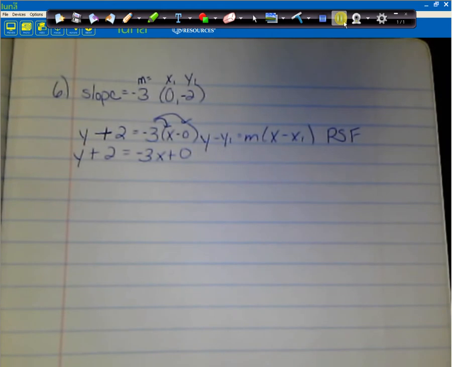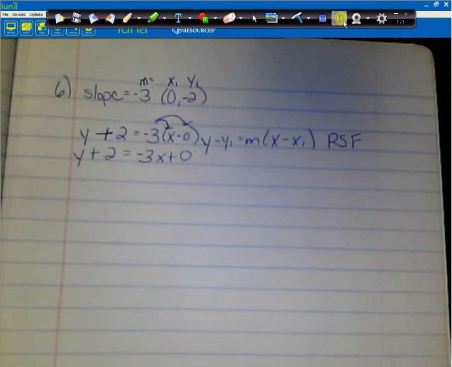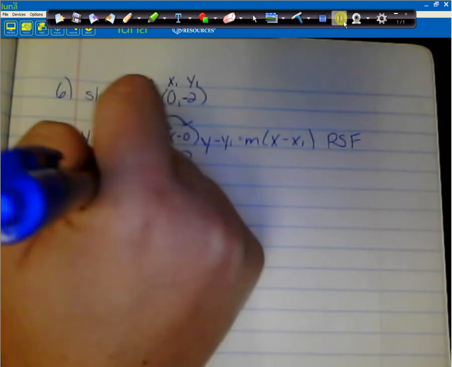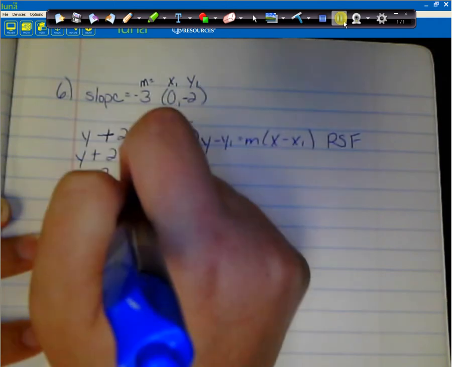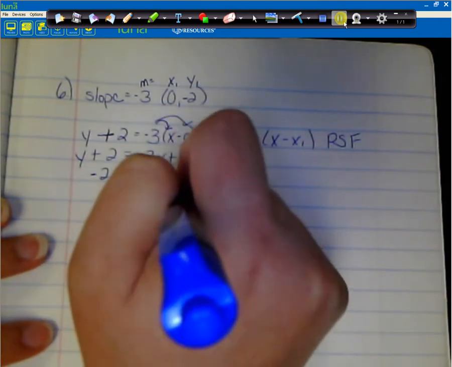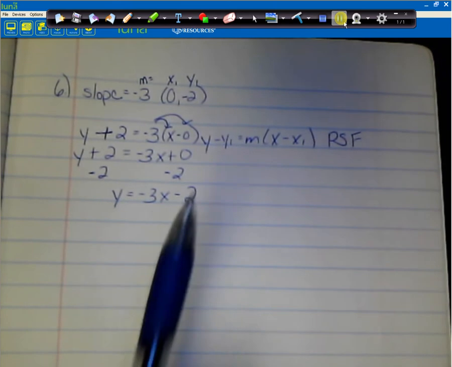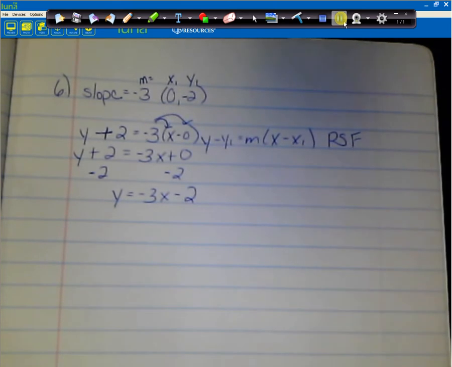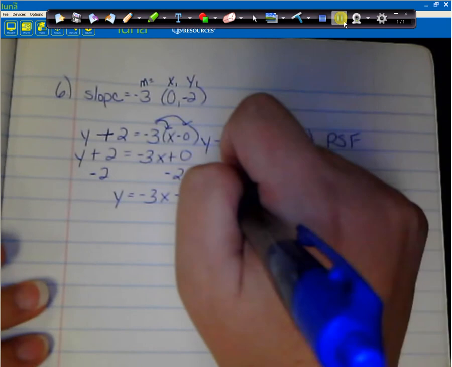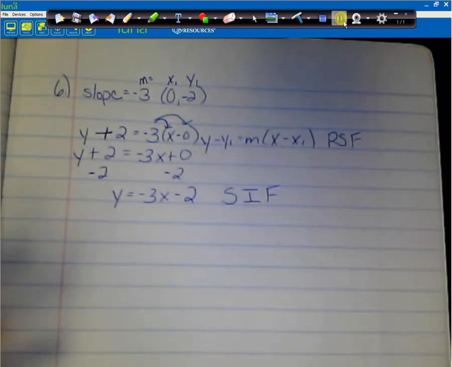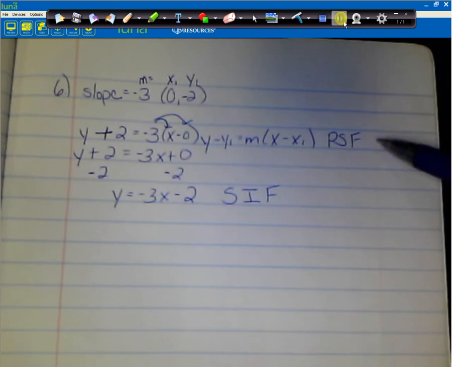Then we want to get it in y equals mx plus b, or slope-intercept form. So we need to get the y by itself. So we're going to subtract the 2 from both sides. We end up with y equals -3x minus 2. So there's my slope-intercept form. And I know it's in slope-intercept form because it looks like y equals mx plus b, and the y is solved for. So this is our slope-intercept form. So we're going to call that SIF for slope-intercept form, so we don't have to keep writing that over and over. So we have our point-slope form, our slope-intercept form.